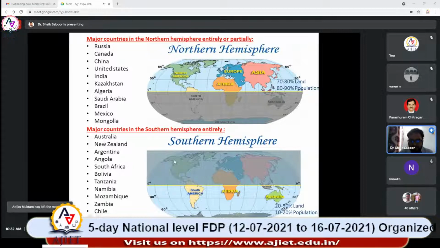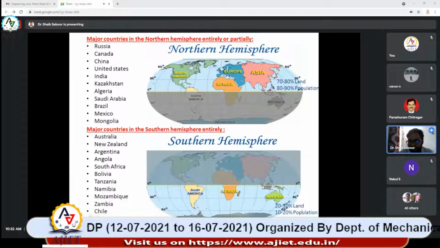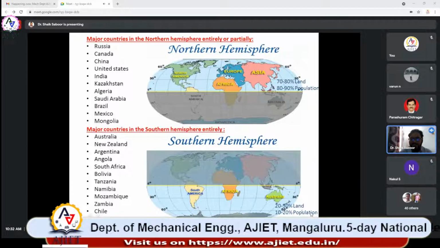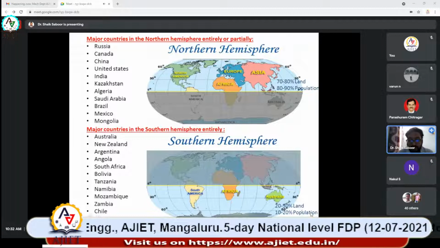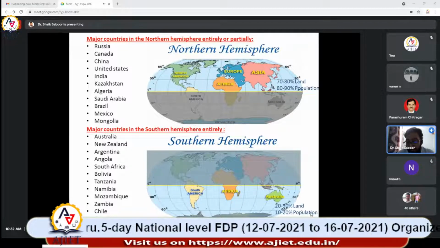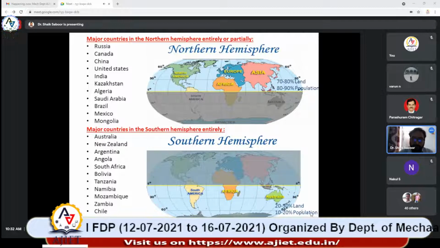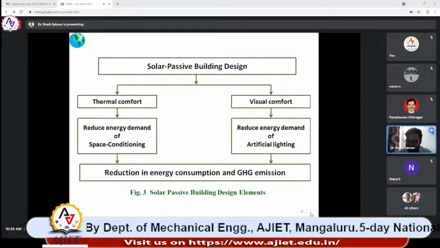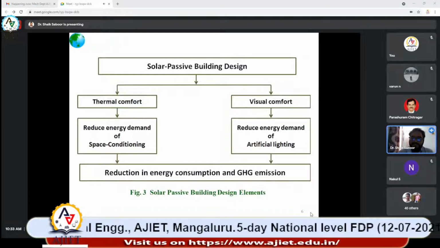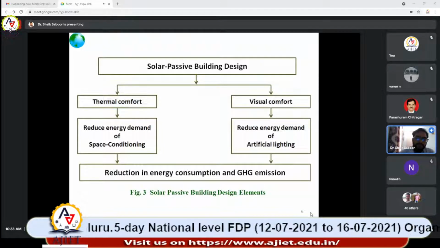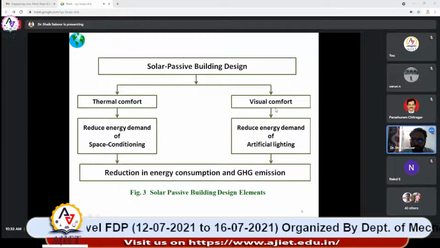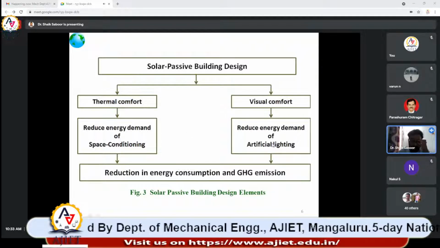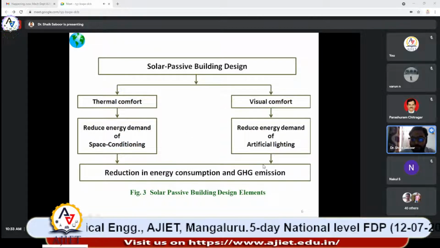If you look at the southern hemisphere, only 20 to 30% of the land is available, and only 10 to 20% of the population lives there. So there is no problem with the Antarctic ice melting; we are having the problem with the Arctic Circle melting. This is the reason why we need to focus on this. So what is the objective of this kind of building design? Ultimately, to have thermal and visual comfort by reducing the energy spent on conditioning and on artificial lighting, which in turn reduces greenhouse gas emissions.